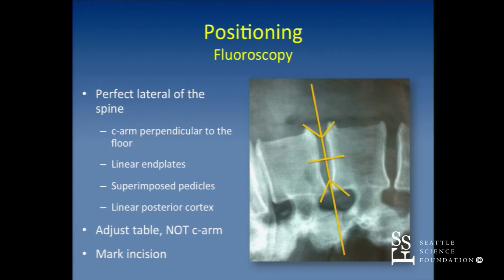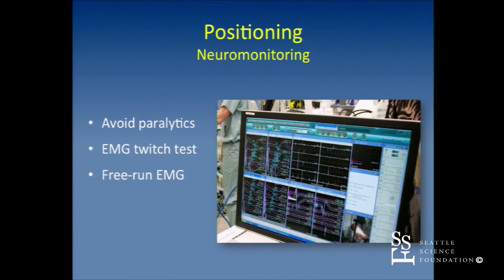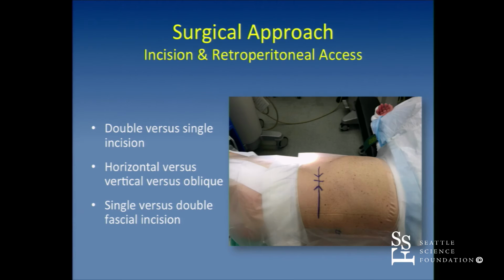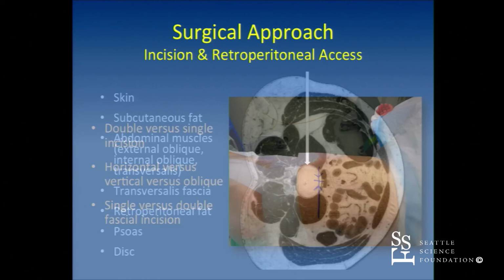The next step is to make an incision and then have a discussion with the anesthesiologist, try to avoid paralytics, run an EMG twitch test, and then you have free running EMG during the case. The incision itself is dealer's choice. When I do a 1 or 2 level, I always do a horizontal incision. Personally, I think they heal better, and I'll do one fascial incision typically. But if you're doing a multi-level case, such as 3 or more levels, I'll typically make more of an oblique incision with more than one fascial incision.